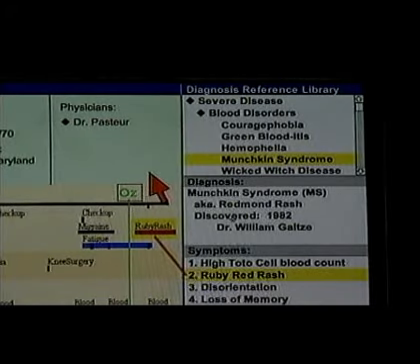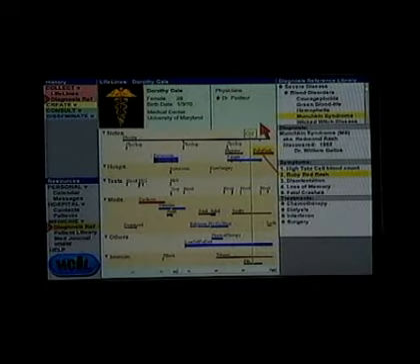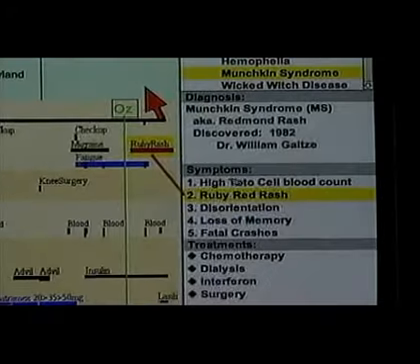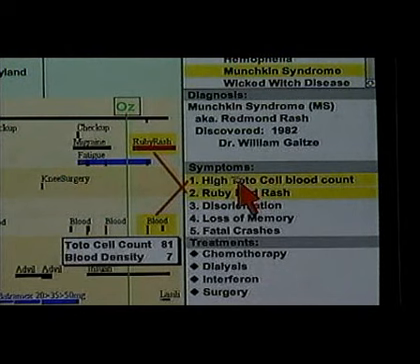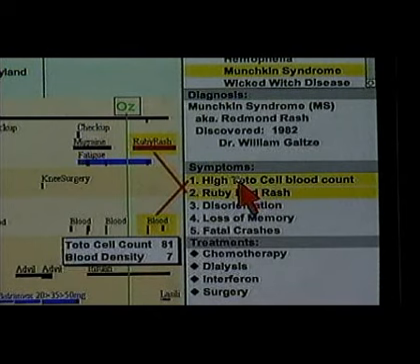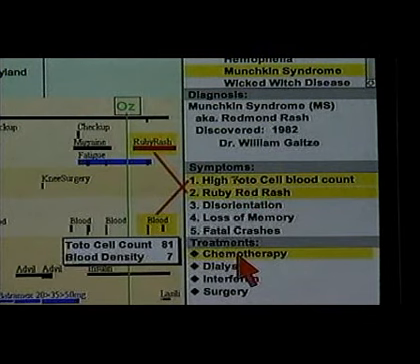It was discovered in 1982 by Dr. William Gates. The ruby red rash is one of the important symptoms, and disorientation, loss of memory, and other symptoms appear, but the highest one is the high total cell blood count. And so Dr. Pasteur selects that and links back to the lifeline, and sure enough, the recent blood tests do show a high total cell blood count of 81, and also points out the anomaly in Dorothy's blood record that she has a high blood density of 7.